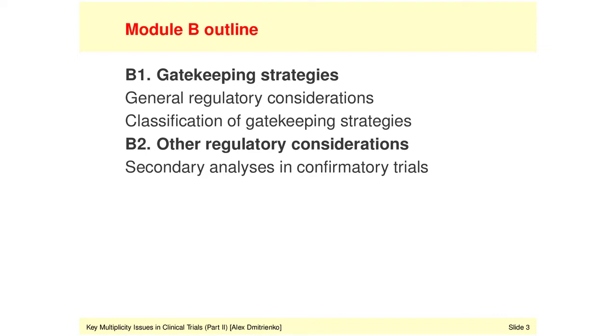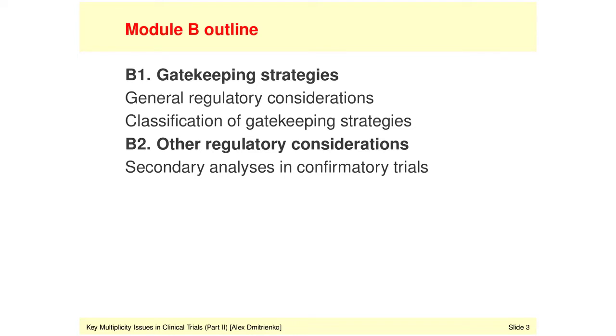We're going to begin with general regulatory considerations in section B1 and a brief summary of key points from the draft guidelines recently published by the US Food and Drug Administration and the European Medicines Agency. I will introduce a simple classification of gatekeeping strategies. These include, for example, main types of gatekeeping strategies known as serial, parallel, and general gatekeeping strategies.